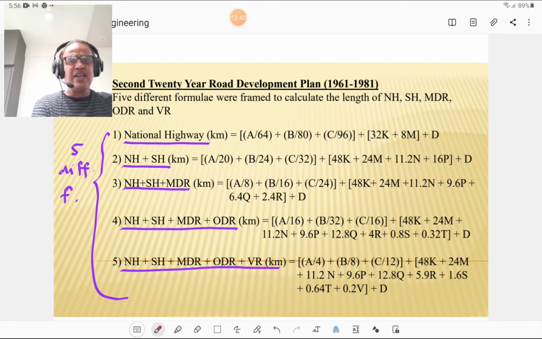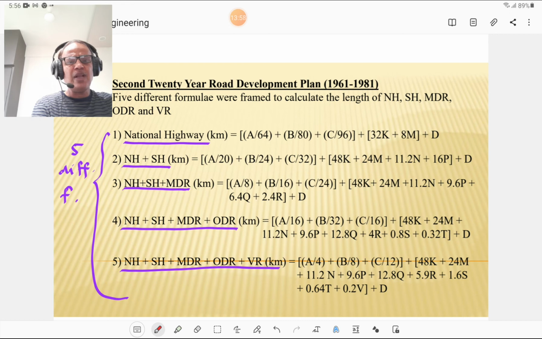And NH plus SH plus MDR is A by 8 plus B by 16 plus C by 24 bracket complete plus second bracket 48K plus 24M plus 11.2N plus 9.6P plus 6.4Q plus 2.4R bracket complete plus D.